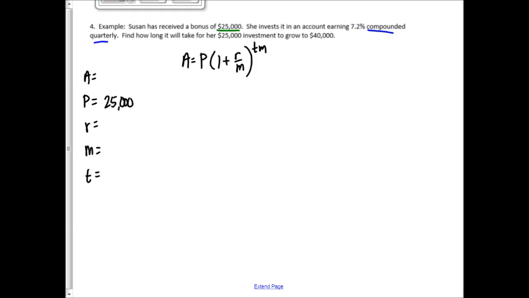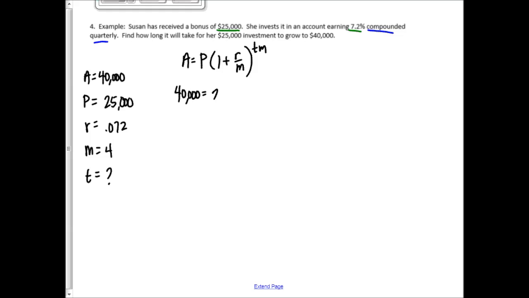All right, and an account earning 7.2%, so change that, 0.072. Compounded quarterly. Quarterly would be 4 times a year. How long will it take for $25,000 to grow to $40,000? So I don't know, I'm looking for the time, and I know that I'm going to end up with $40,000. So the amount in the account is going to be $40,000. We haven't had one like this where we solve for the T, so let's make sure we remember how to do that. So fill it all in.